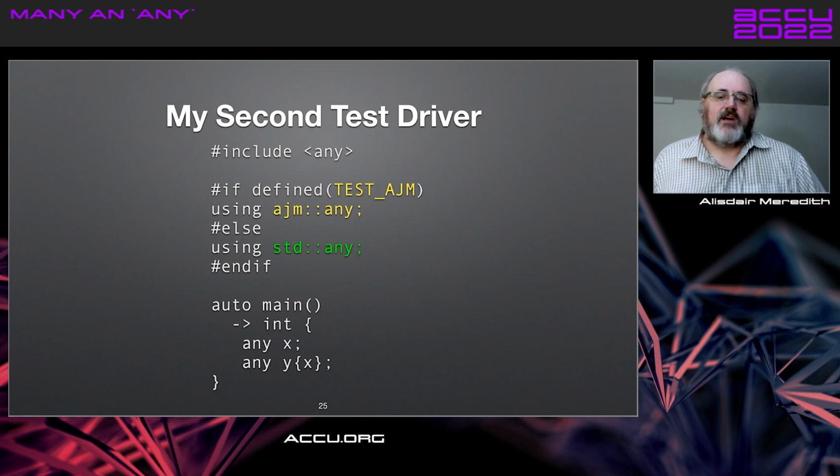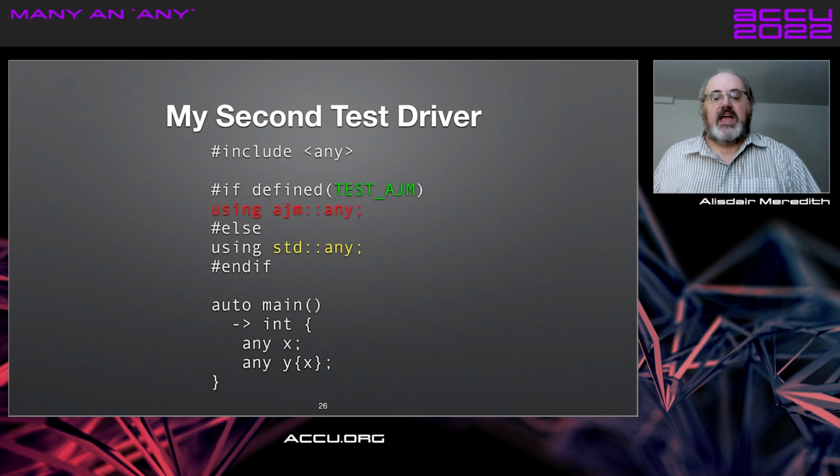And I would define a macro that I can pass on the command line that says, I want to test my version. Otherwise, my test driver is going to default to testing the standard version. So I can now define that. I can now run this test driver. And, sorry, going back a slide, this compiles fine because I've not defined test AJM.